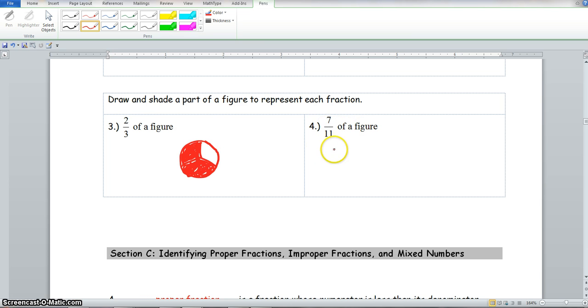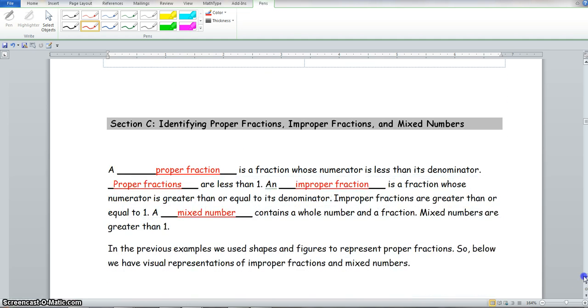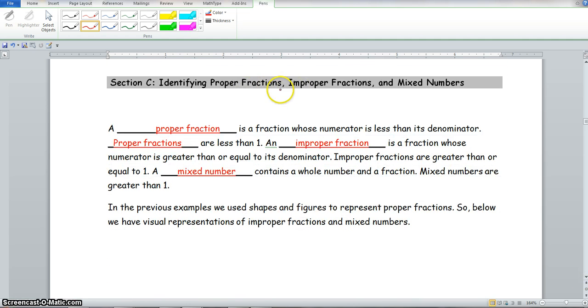Okay, 7/11 of a figure. Now, what I would do is I would do these circles. And then just shade in 7 of them. That'll be 7/11. Now we scroll down here to section C, identifying proper fractions, improper fractions, and mixed numbers.